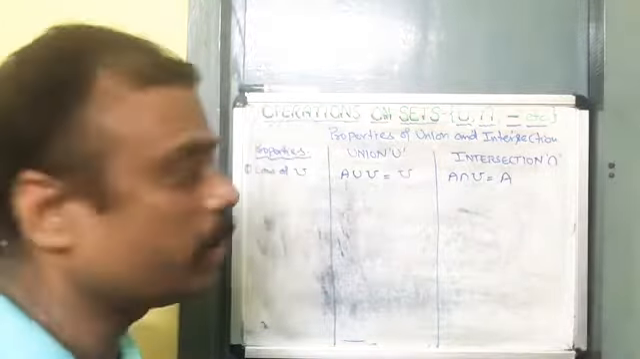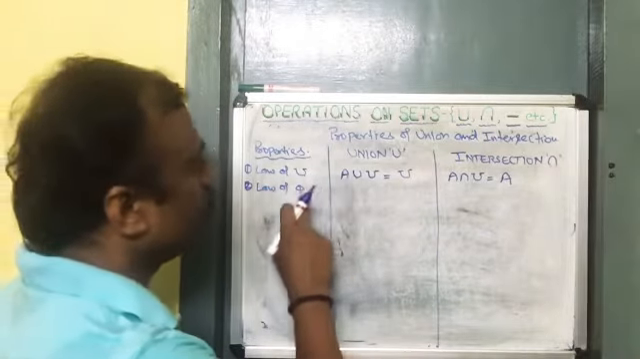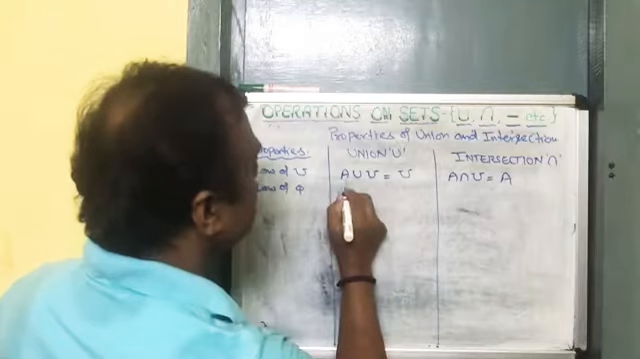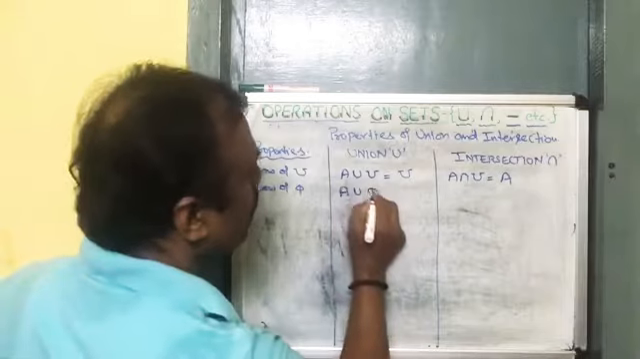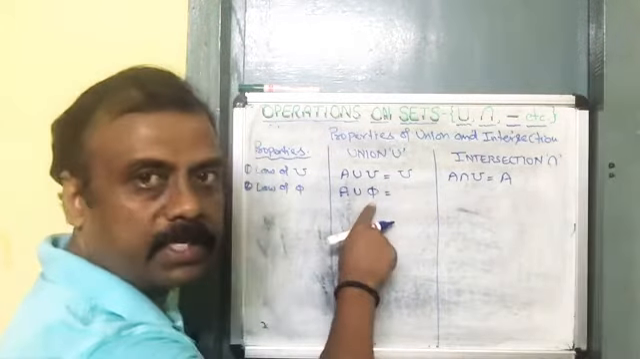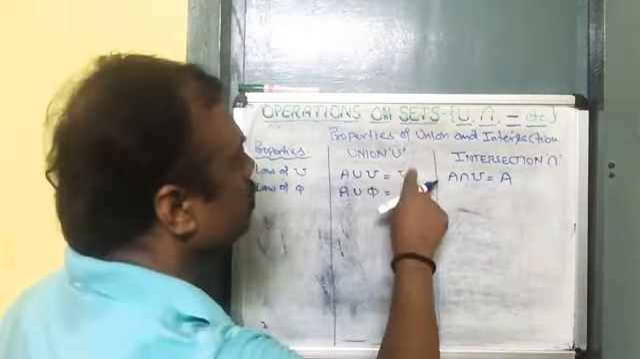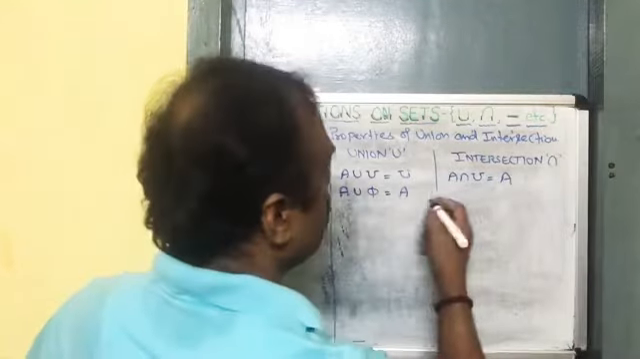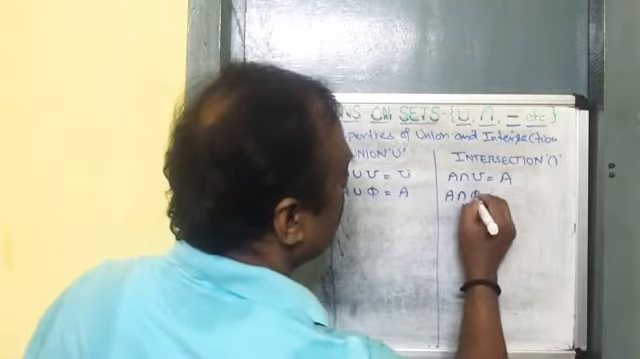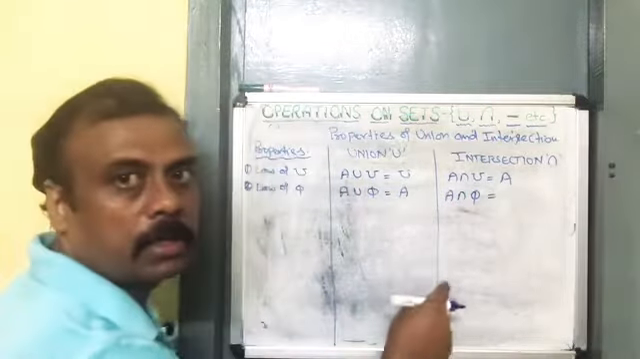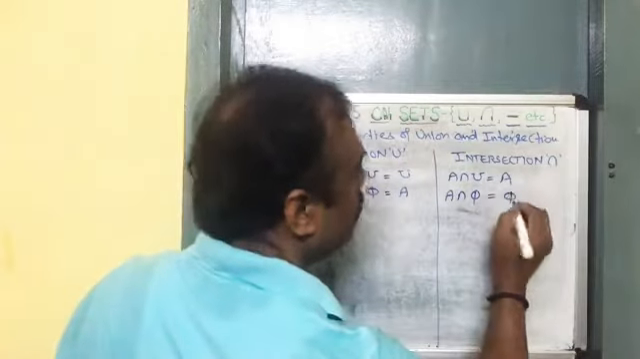The second law is the law of phi. A union phi, as you know that phi is the empty set and U is the universal set, we will get A. The union of A and phi will give you set A, as you know that phi has no elements. Now A intersection phi: there will be no common element, so we will get phi.